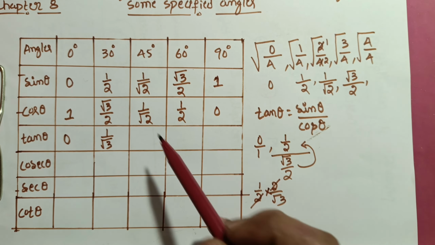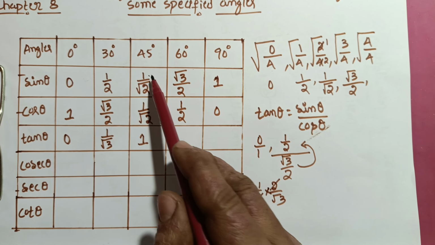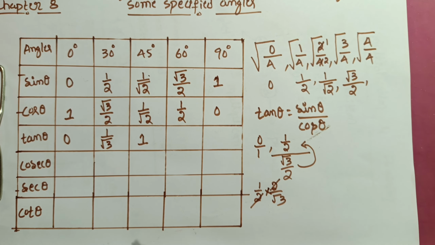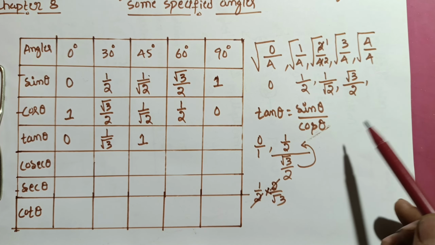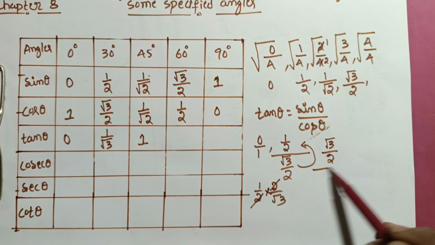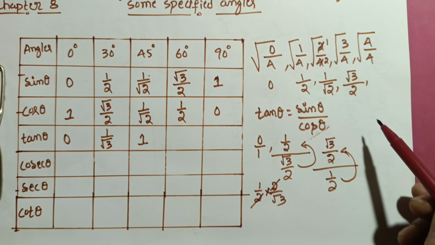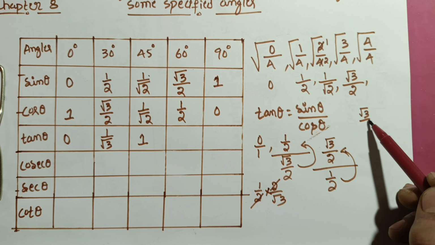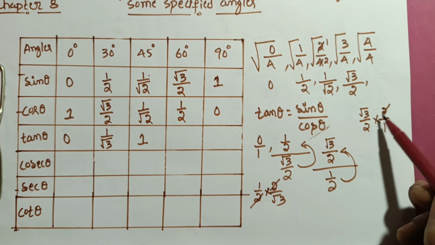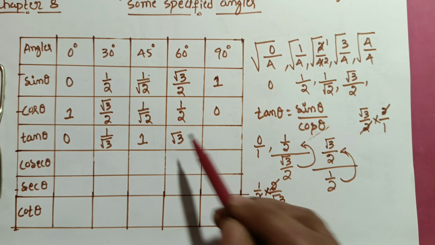Now comes the same number divided by the same number, which is going to be 1. 1 by root 2 divided by 1 by root 2 is 1. Now root 3 by 2 divided by 1 by 2: the divisor goes to the numerator, root 3 by 2 into 2 divided by 1. These two get cancelled. Root 3 by 1 is going to be root 3.